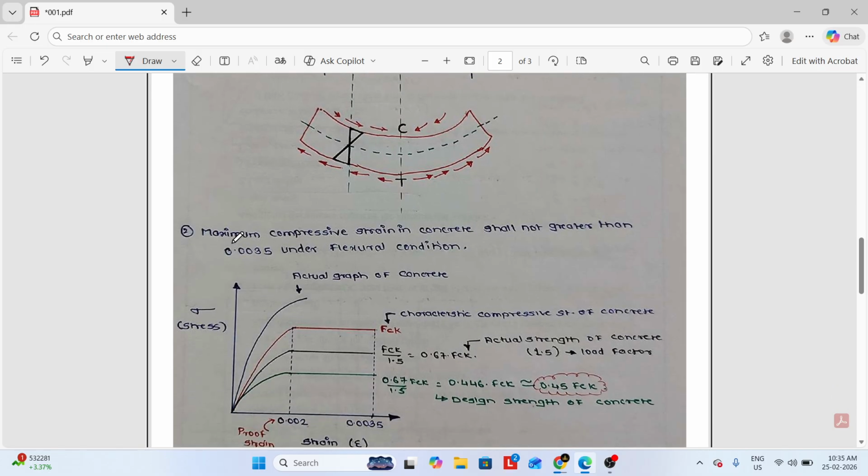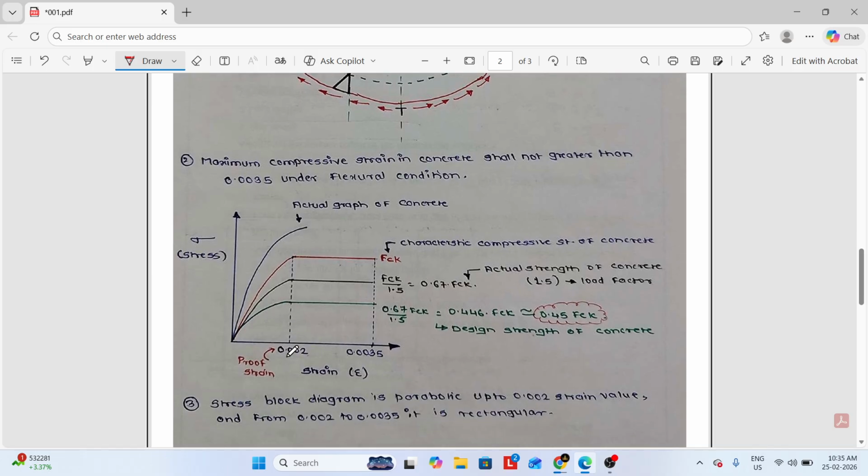The second assumption is that the maximum compressive strain in concrete shall not be greater than 0.0035 under flexural condition. Here we can see the stress strain graph of the concrete. Here is the actual graph of the concrete, and here, marked in red color, we can see the characteristic compressive strength of concrete, which we call fck.